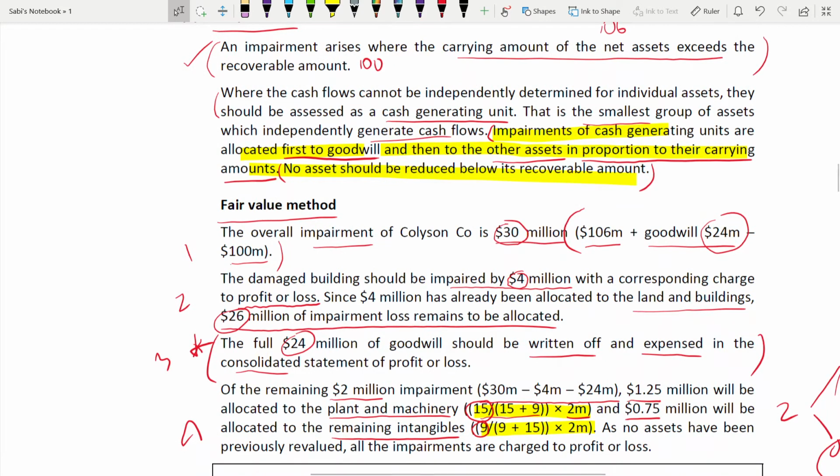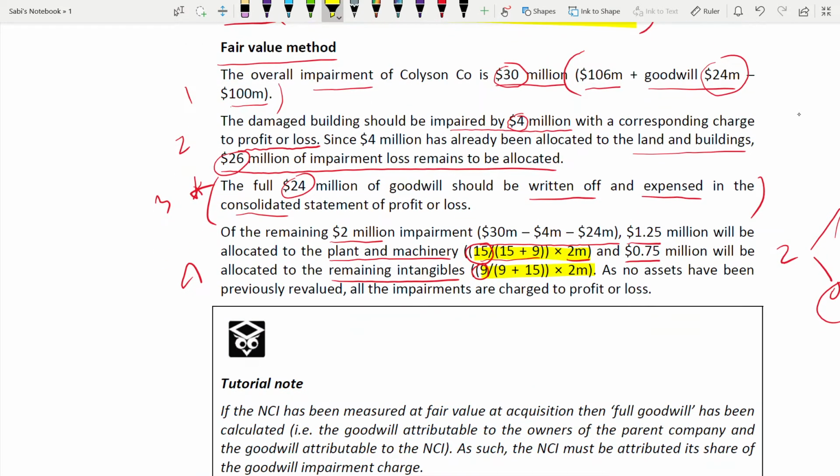So if you see here, as no assets have been previously revalued, all the impairments are charged to P&L. Impairments are charged to P&L because of this reason. So now you have to write it that because there's no revaluation previously, all impairment will go to which place? P&L, profit and loss account.